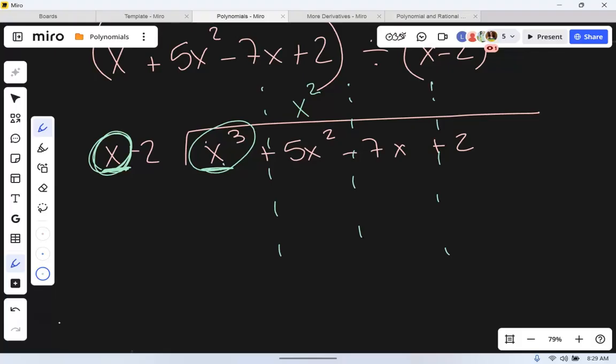Wait, so why does that go in that column? It matches the x squares. So anything with a square will be in this column. Anything with just an x will be in this.